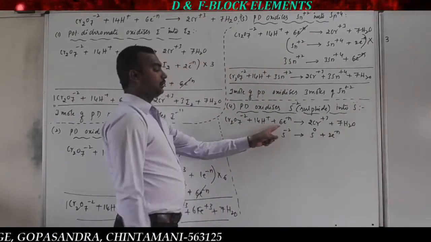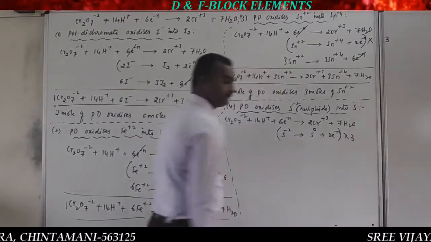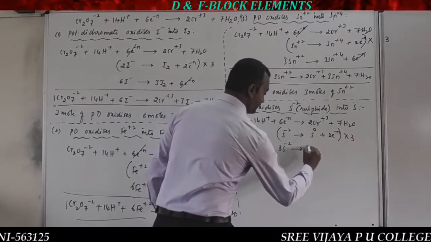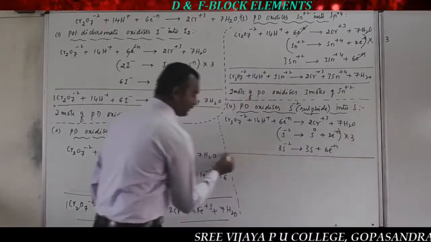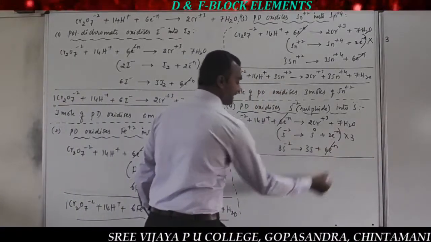So now the required electrons is 6, therefore this equation is multiplied by 3. So then what happens? That is 3 sulfide is converted into 3 sulfur plus 6 electrons. Now you have to write the balanced equation. So what happens here? The 6 electrons get cancelled.